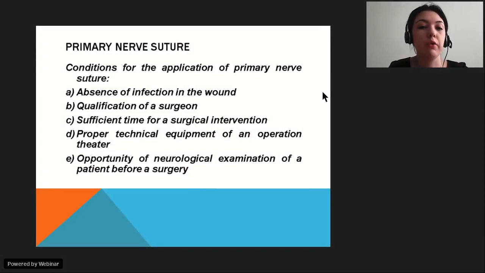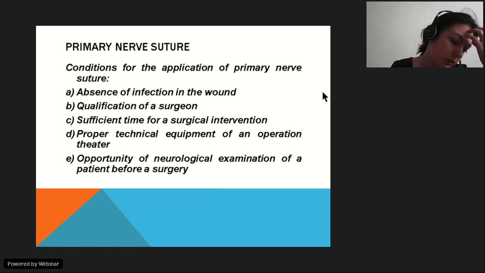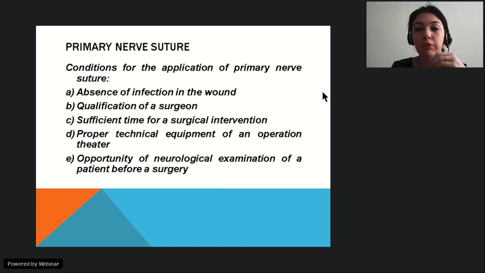Conditions for the application of primary nerve suture are the following. So it is absence of infection in the wound, like if the wound was sterile, and it is nearly never sterile. Okay, qualification of a surgeon. So if, for example, the injury took place somewhere in a village, on the field, and you brought a patient to the village hospital, there is a very high chance that he doesn't master skills of neurosurgery. So in this case, certainly we should delay nerve suture till the best times.